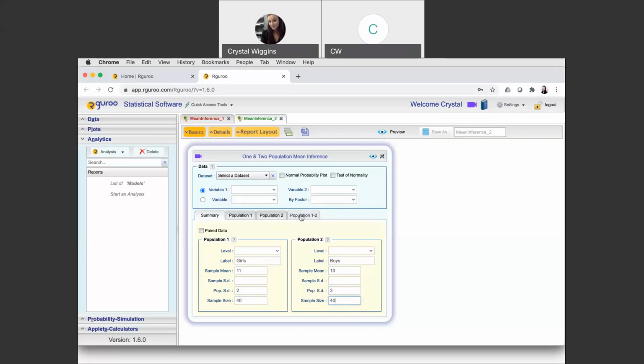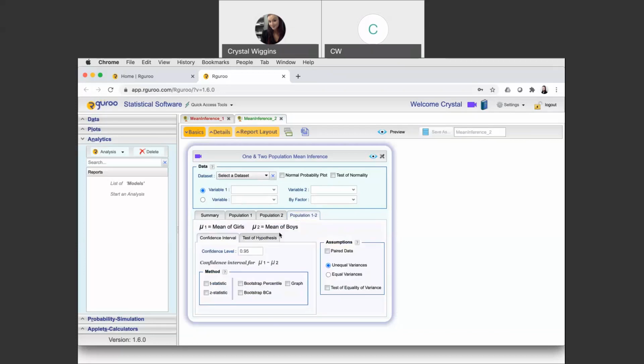We head over here to population 1 and 2. We head over to test the hypothesis. The alpha level is still 0.05, but this time the alternative is greater than 0, because we're trying to show that there's a significant difference between the girls' times being longer than the boys. Z-test statistic, unequal variances, eyeball.